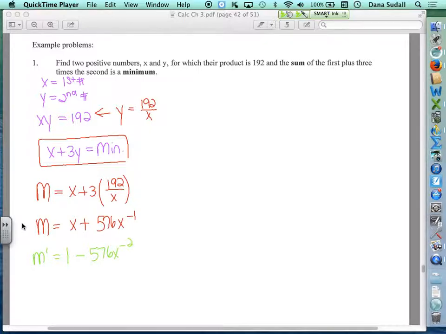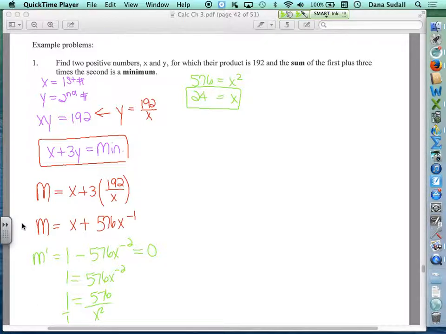And to find critical values, you would set this derivative equal to 0. So I have 1. If I put this 576 on the other side, and then I can put that x squared in the denominator and make it over x squared. If you take this equation and cross multiply, you'll have 576 equals x squared. And then take the square root of both sides. Square root of 576 is 24. So you came up with one value.